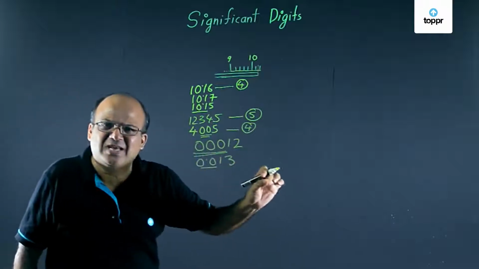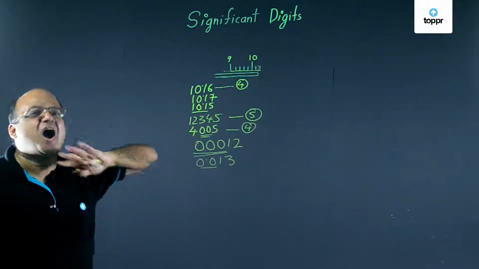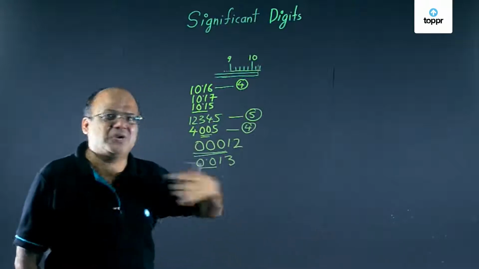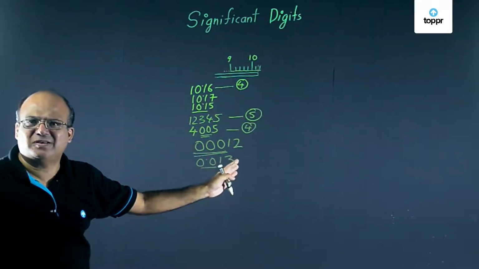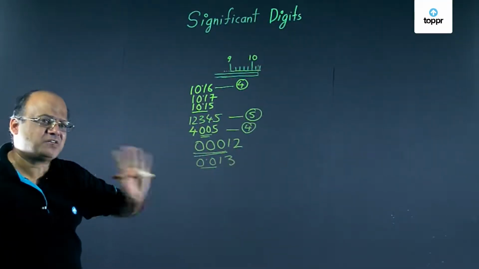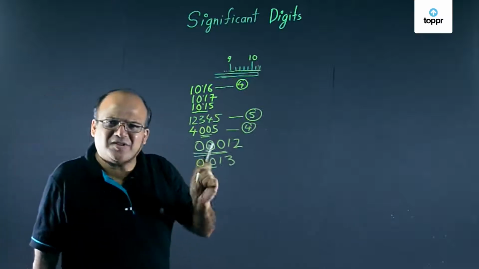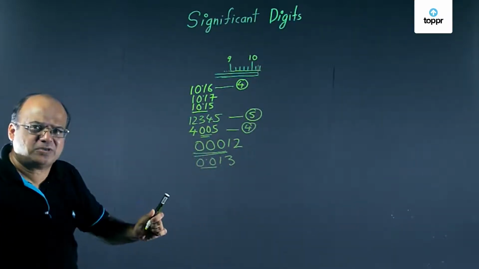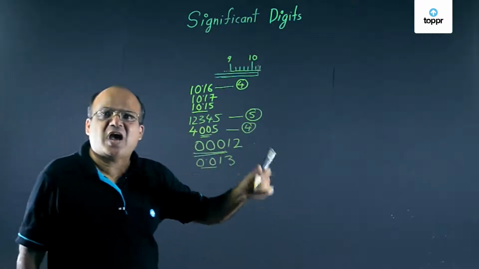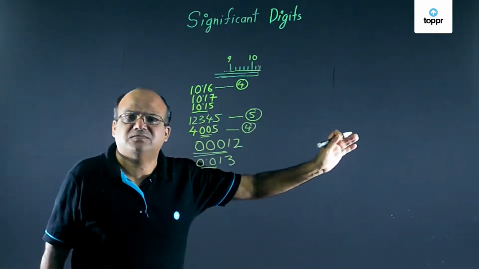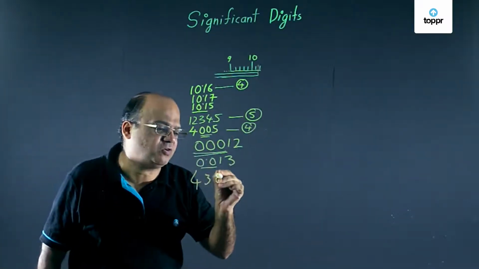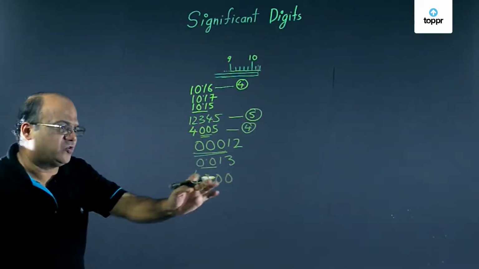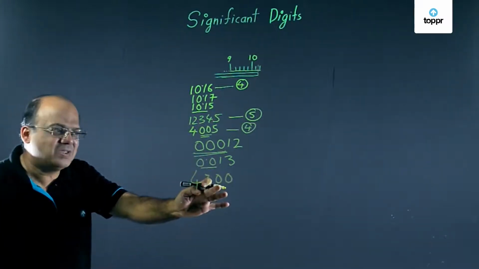Remember this, zeros on the left are never significant. Whether the number has a decimal point or not doesn't matter. Zeros on the left are not significant. Zeros on the right, if the number does not have a decimal point, zeros on the right are not significant. 4300, this has got 2 significant digits. Those zeros are not significant.